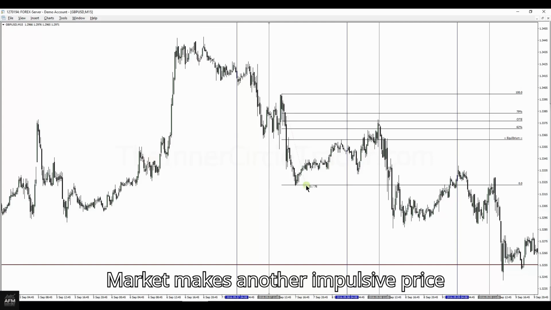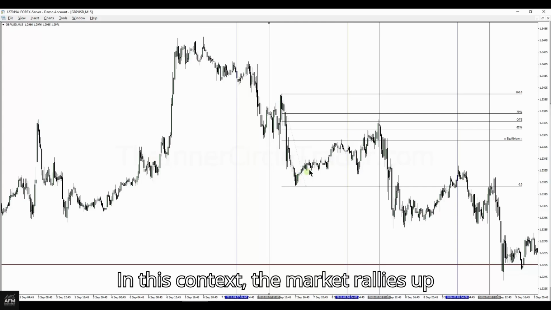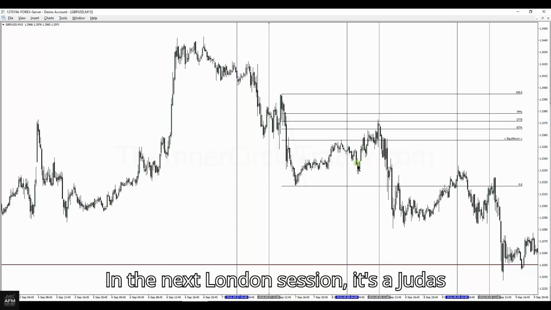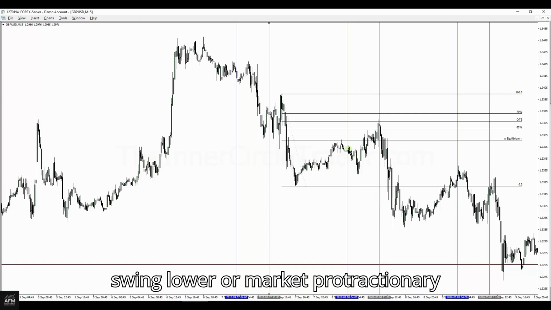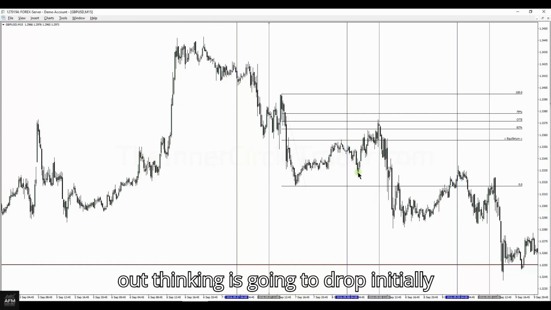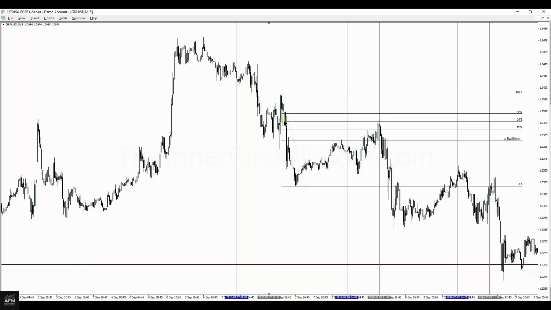Market makes another impulsive price swing here. In this context, the market rallies up with another move higher. In the next London session, it's a Judas swing lower or market protractionary phase, faking traders out thinking it's going to drop initially, and it rallies up. And it rallies up into the New York session, right into a premium market.